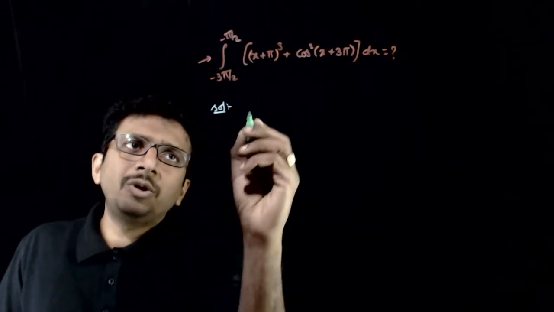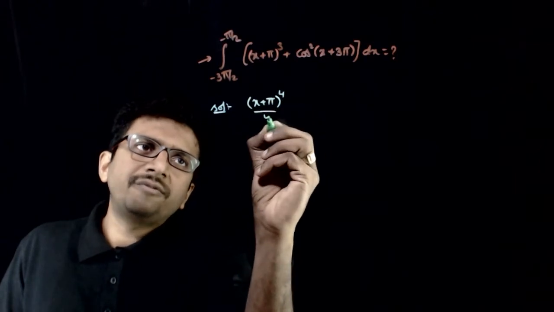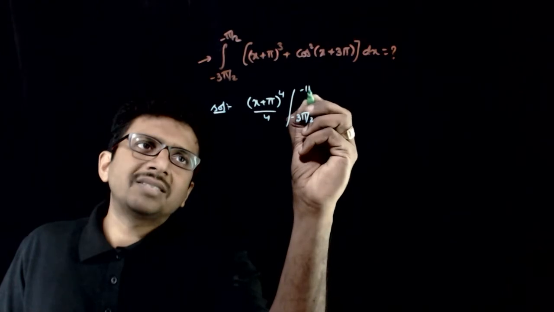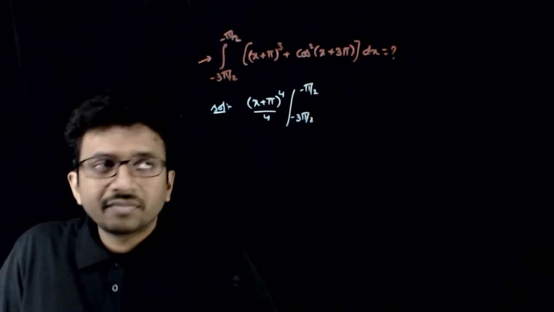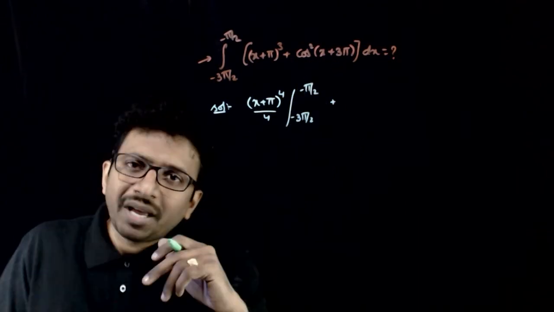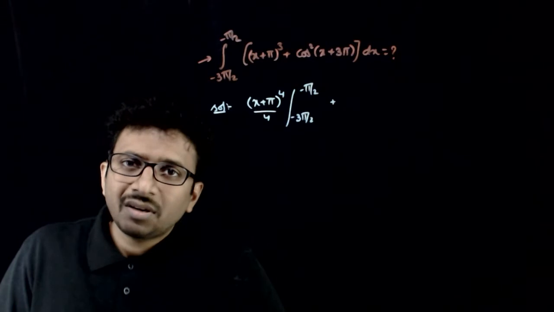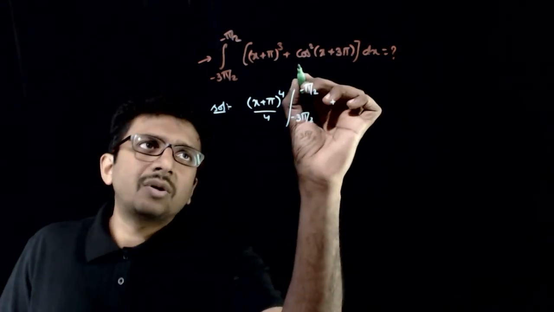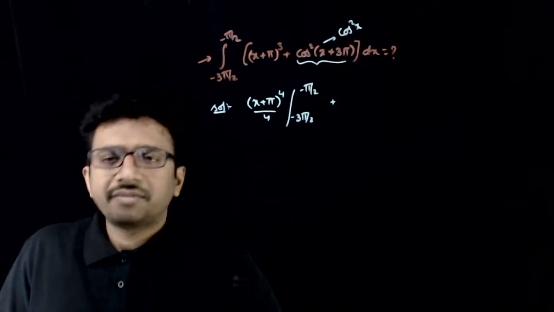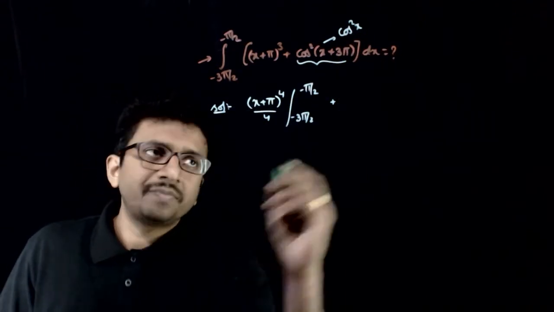(x plus pi) whole cube, the integration is nothing but (x plus pi) whole power 4 by 4, going from minus 3 pi by 2 to minus pi by 2, plus cos of (x plus 3 pi) is nothing but minus cos x, but when you square it, it becomes plus cos square x. So cos square of (x plus 3 pi) can be written as cos square x itself. So integration from minus 3 pi by 2 to pi by 2 of cos square x.